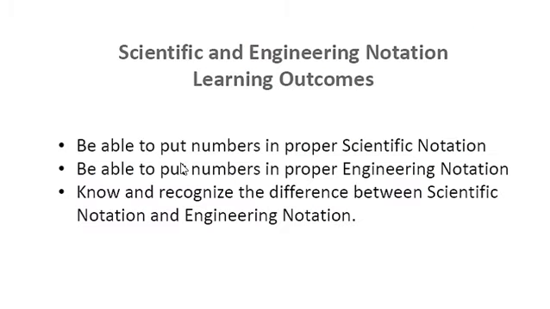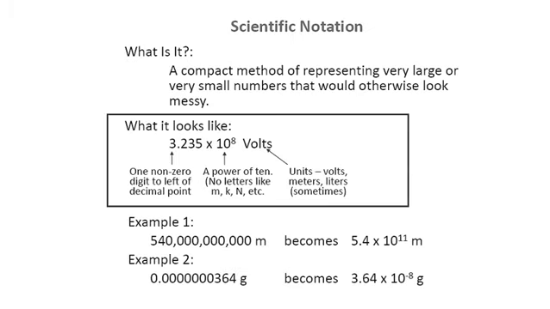And finally, we're going to review the notations. So we have two different notations. One is scientific and the other one is engineering. So we should know how to put the numbers in proper scientific notation and then in proper engineering notation. And then we gotta know and recognize the differences between the scientific and the engineering notations. So let's take a look at it.